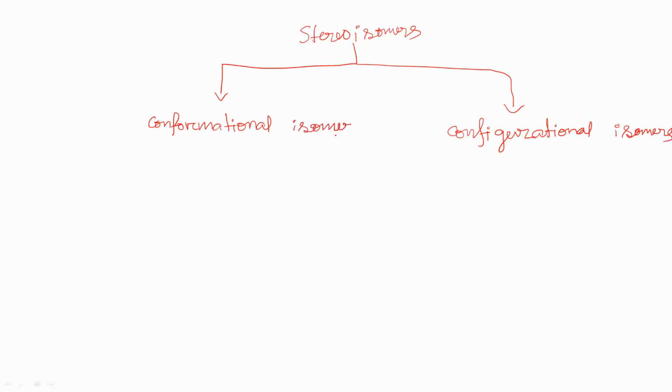Conformational isomers. So what is a conformational isomer? Isomers which are readily converted into each other through a single bond. So that is called the conformational isomer.